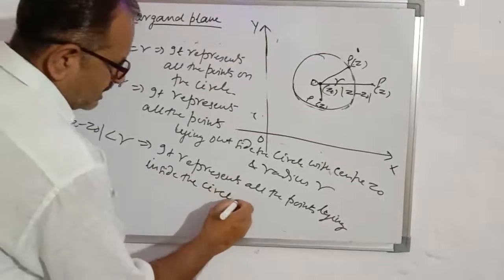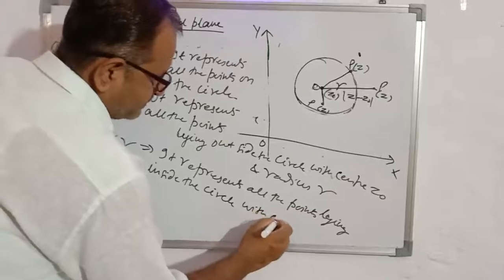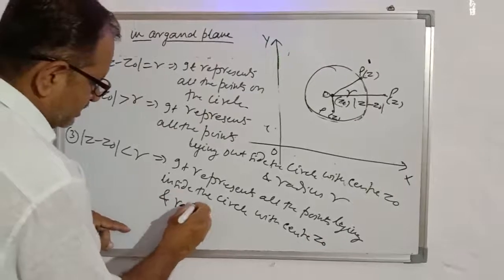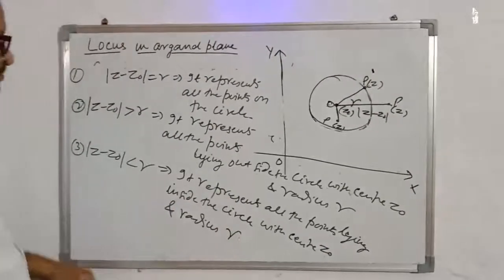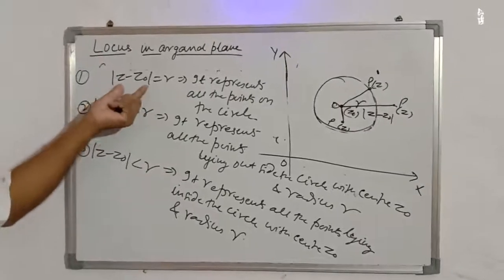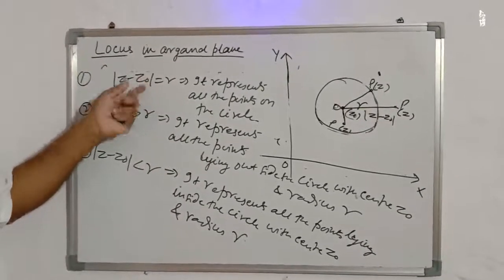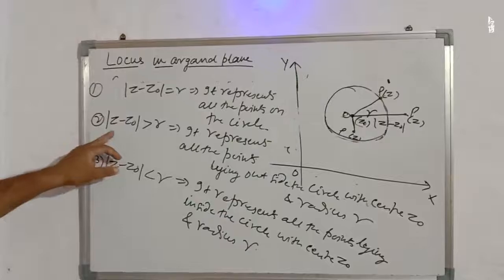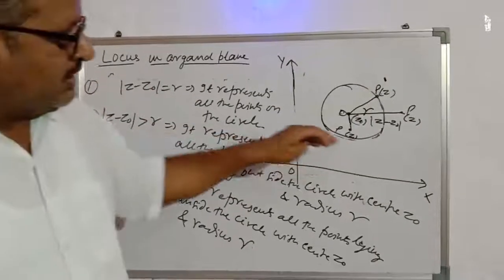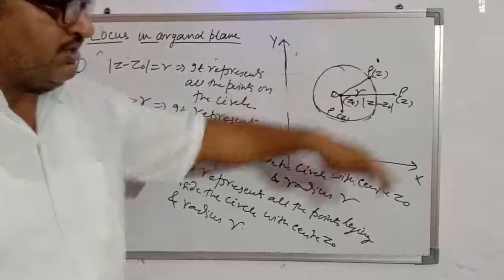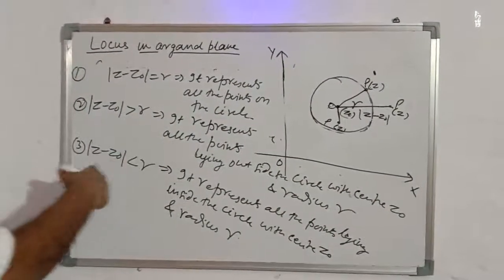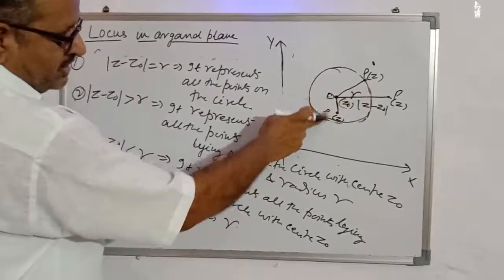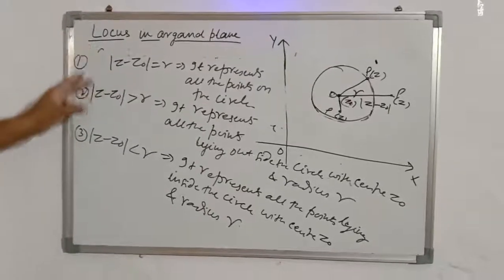Inside the circle with center Z0 and radius r. So |Z − Z0| means the distance between two points Z and Z0. |Z − Z0| will be equal to the radius if points lie on the circumference of the circle. |Z − Z0| greater than r represents all those points which lie outside the circle. |Z − Z0| less than r represents all those points which lie inside the circle with center Z0 and radius r. So we have three cases here.